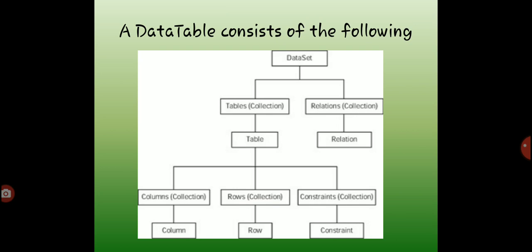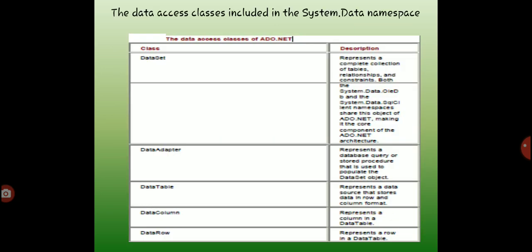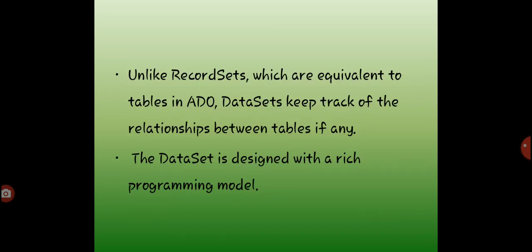So a table is a collection of rows, a collection of columns, and a collection of constraints. We give primary key, foreign key and the like, so they are called constraints, conditions, right? Then the data set object model consists of columns and rows. These are the classes of ADO.NET: data set, data adapter, data table, data column, data row, right?